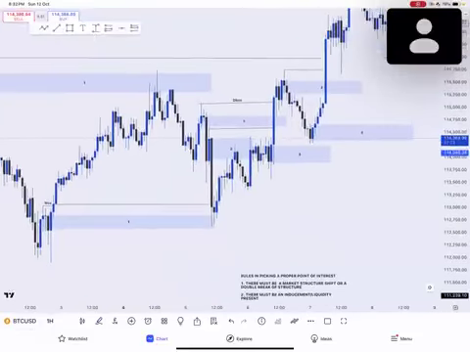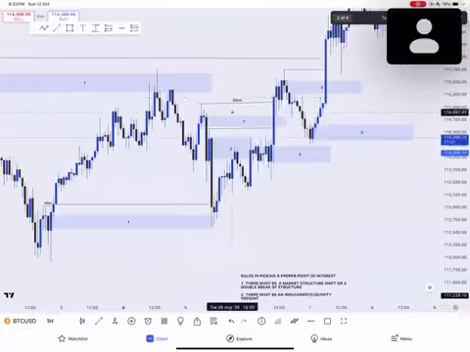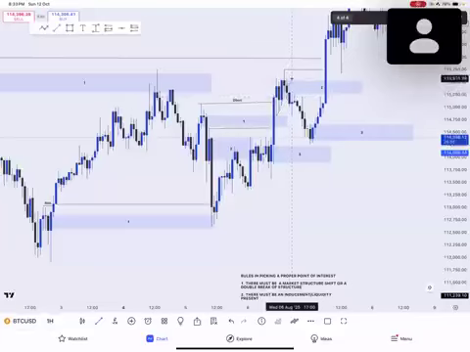In this one, what we got is what? A double break of structure. After that, the next thing we should look for is our inducement. And the inducement is the first valid pullback after a market structure shift or a double break of structure. And in this scenario, after price gave us a double break of structure, the pullback before price continues moving to the upside is our inducement. So that's our inducement right here.